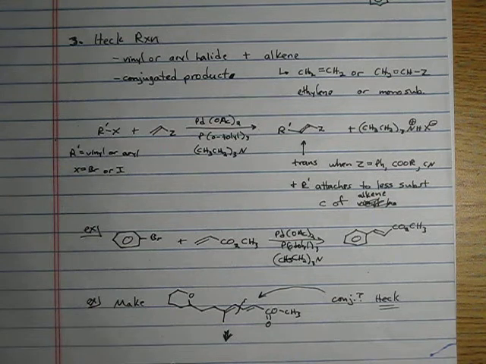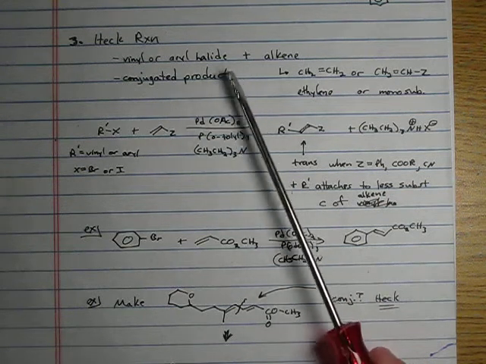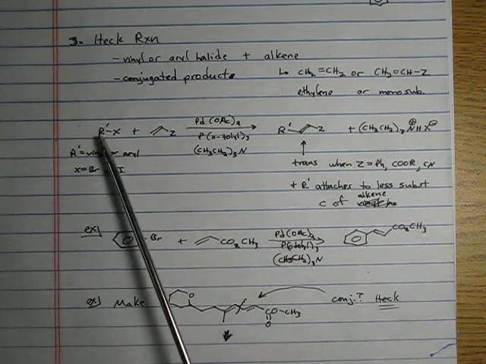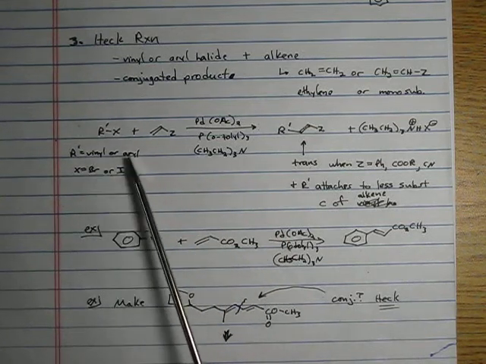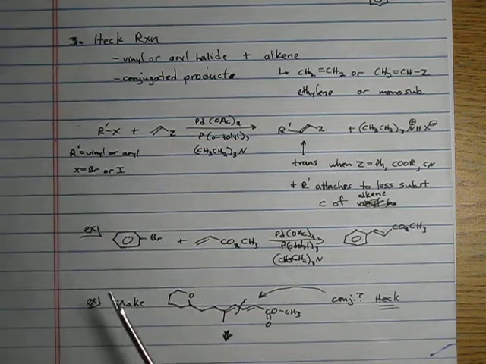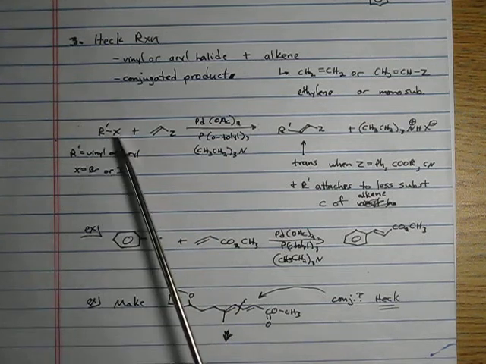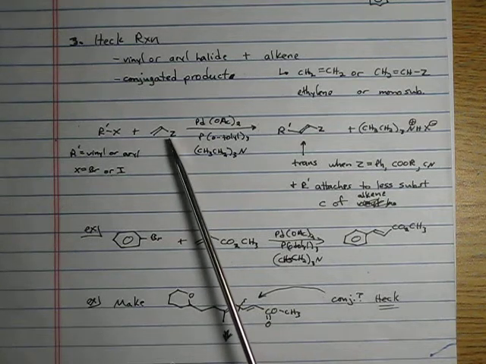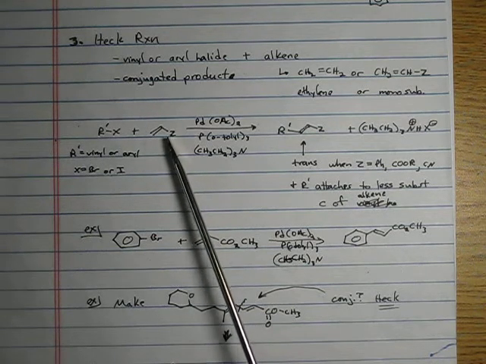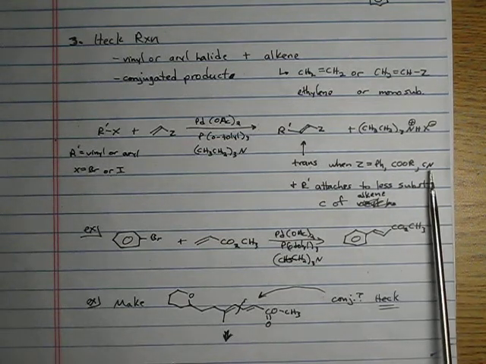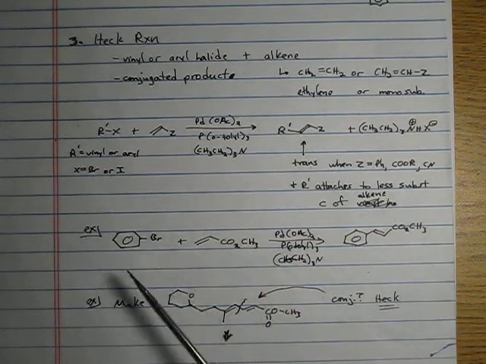The Heck reaction. Here we're going to take a vinyl or aryl halide with an alkene to make our conjugated products. Let's look at how this works. R'(X), where R' is going to be a vinyl or aryl group. We need conjugation here. This has to conjugate with this in order to get the reaction to go. Whereas our halide is going to be bromide or iodide. And then our vinyl group is going to have this Z on it, where Z is going to be either a phenyl ring or a carboxyl group here, or nitrile, something along those lines.